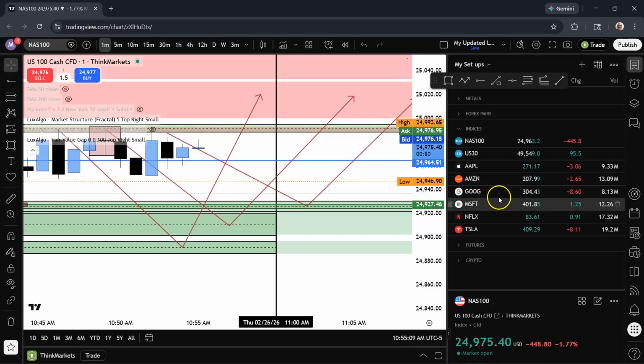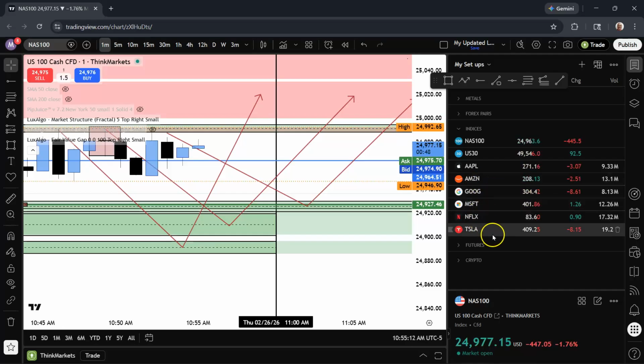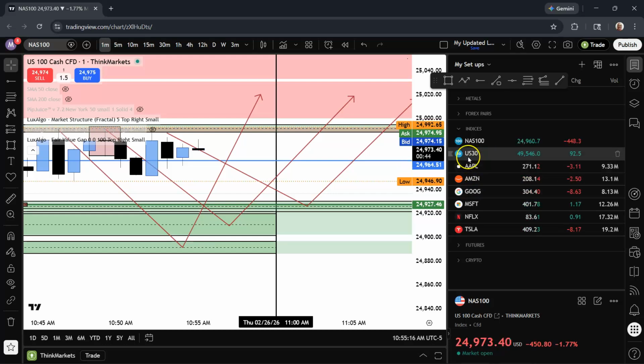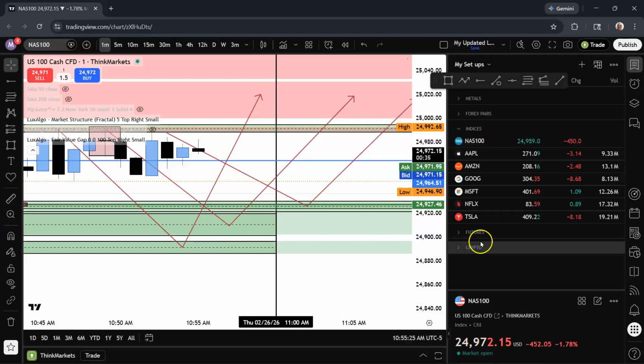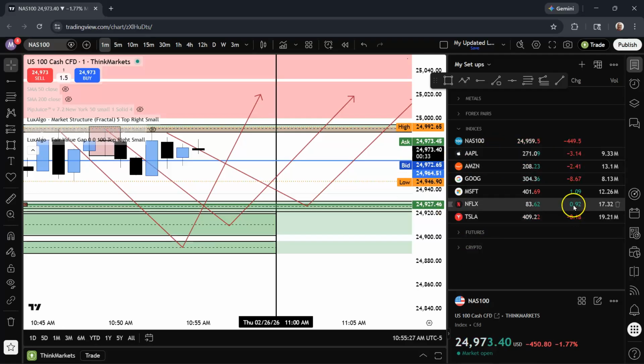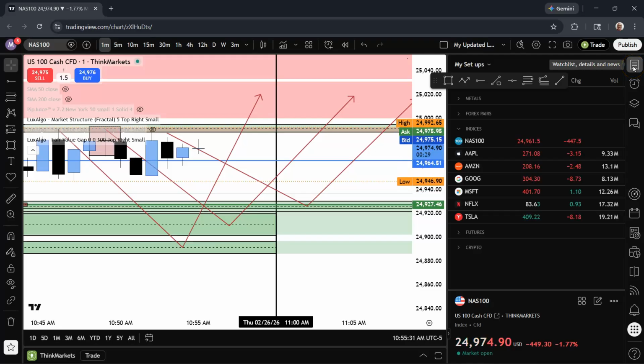So you got Apple, Amazon, Google, Microsoft, Netflix, and Tesla. These are the top performing stocks within NAS 100. I need to take off this US 30 because I don't trade US 30. Okay, so that's it. That's pretty much another gauge to look at.